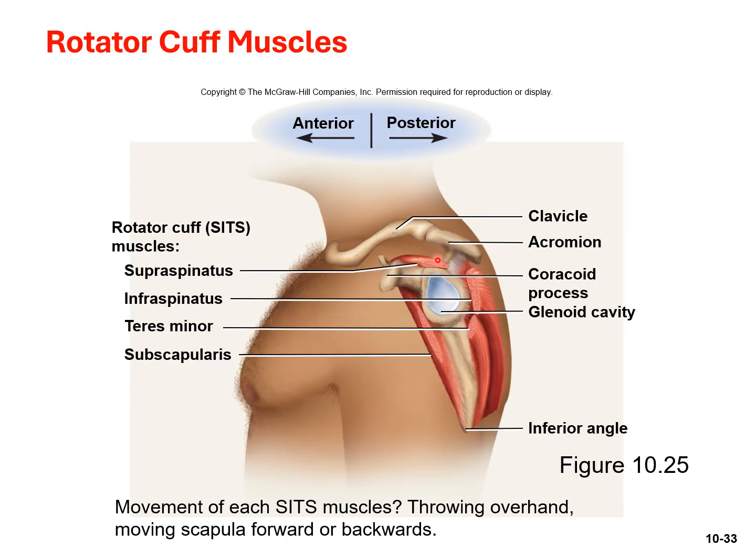And here's where they are. Above the spine is your supraspinatus. Below the spine is infra. There's your teres minor and your subscapularis. And you can see how they all wrap around. If the humerus was there, they wrap around the head of the humerus and make sure the head of the humerus stays in the glenoid cavity.